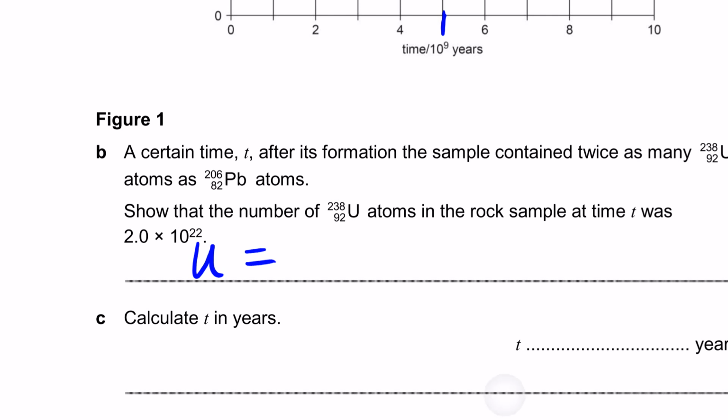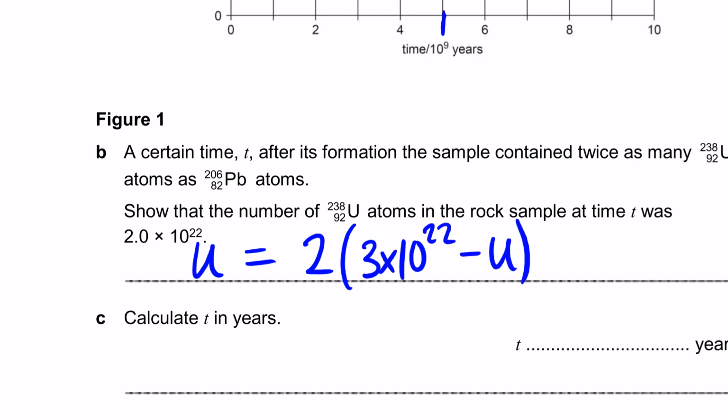So we've got U as the number of uranium atoms, 2 times 3 times 10 to the 22 minus U, because we're starting with the initial amount of 3 times 10 to the 22. If the amount of uranium atoms we have at the time is U, the number of plutonium we're going to have is double that number minus U.